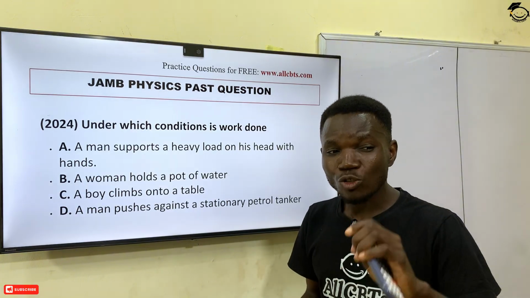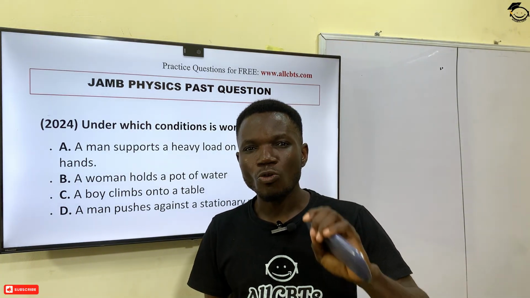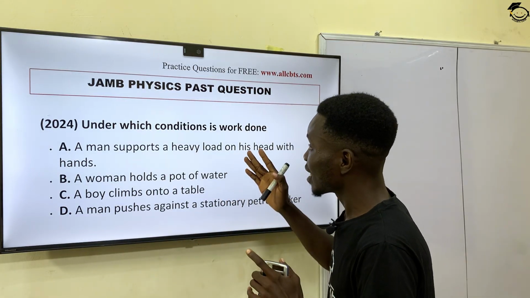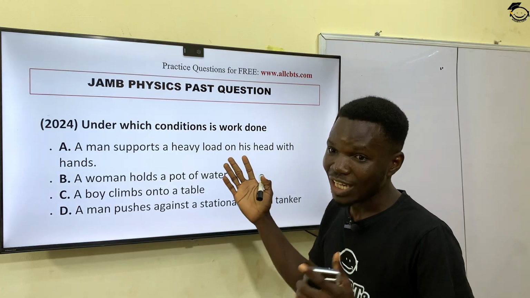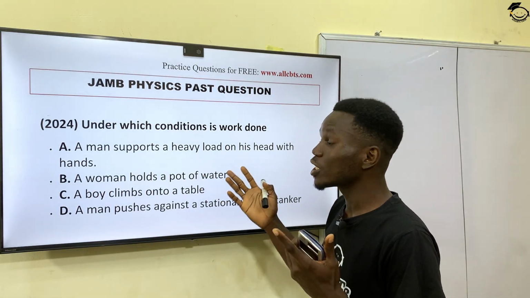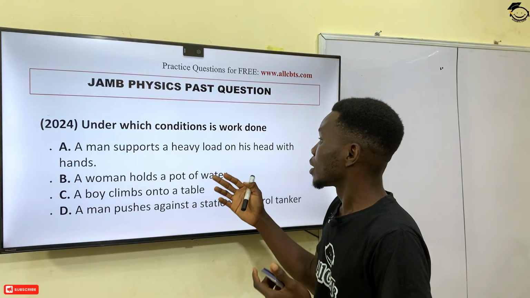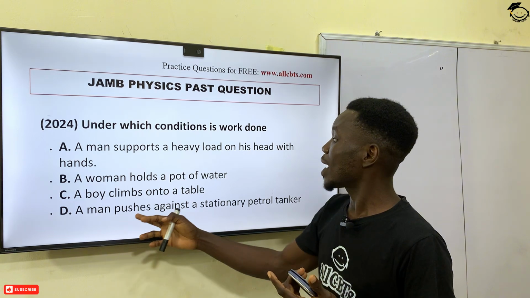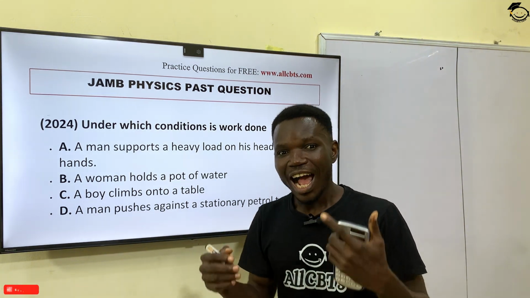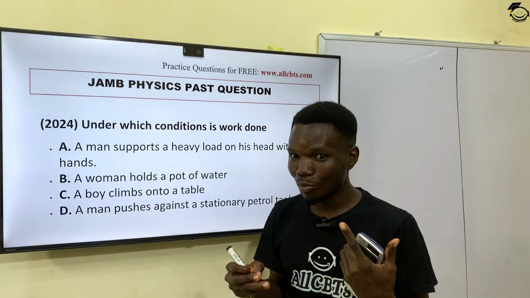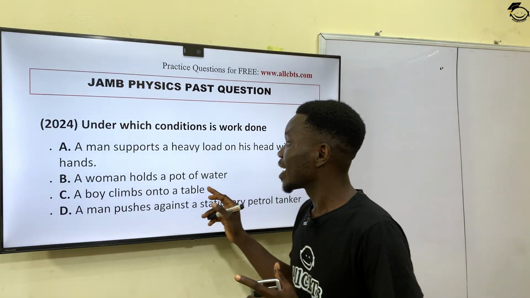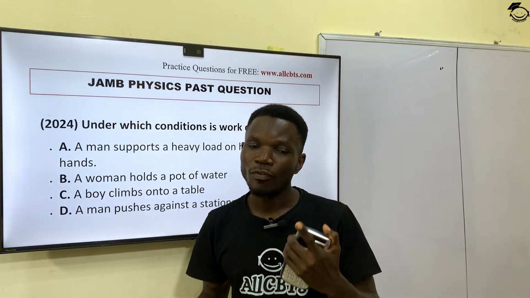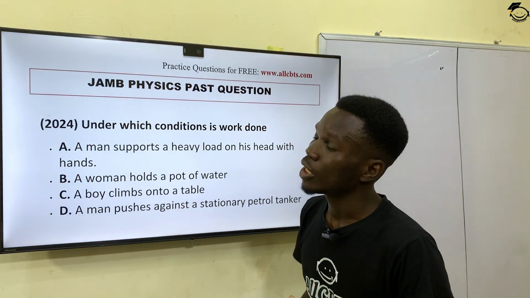Now, for work to be done, the object on which a force is applied must move a particular distance. So in all of these, the man that supports a heavy load has not done any work because the load did not move a particular distance. The woman that holds a pot of water has not done any work. A man that pushes against a stationary petrol tanker has also not done any work because the petrol tanker did not move. So the only person who has done work here is a boy that has climbed onto a table. He has moved a particular distance and he applied force in climbing. So the correct answer to this question is option C.